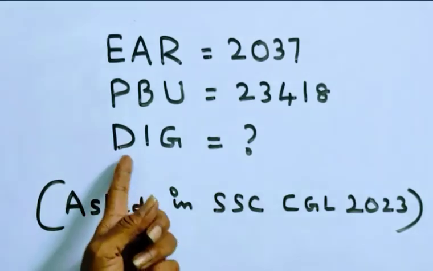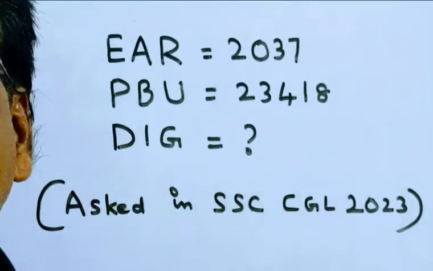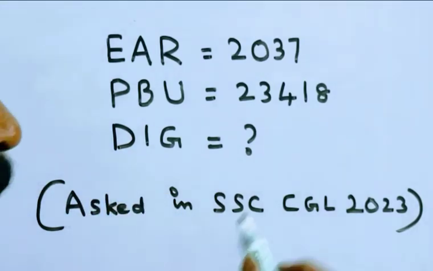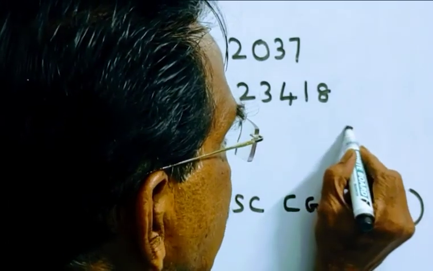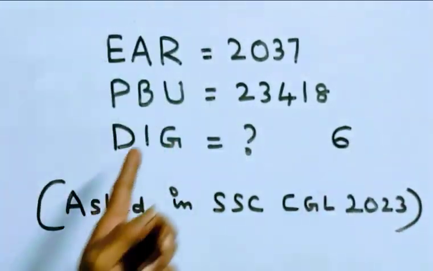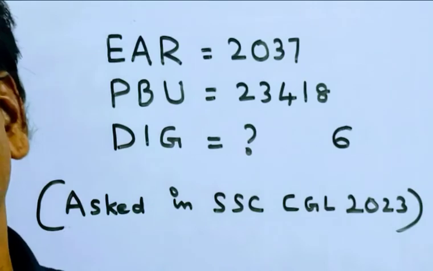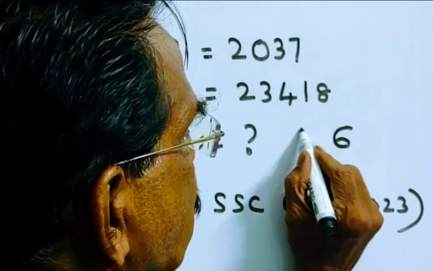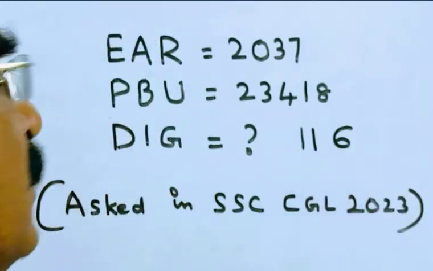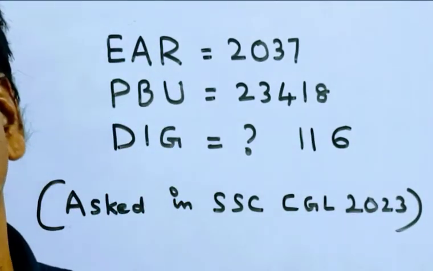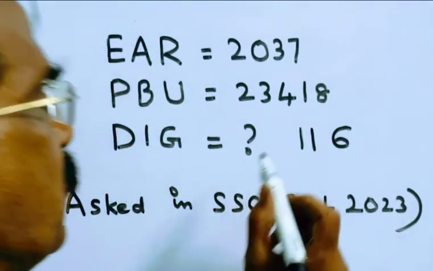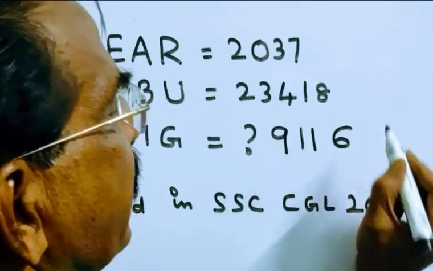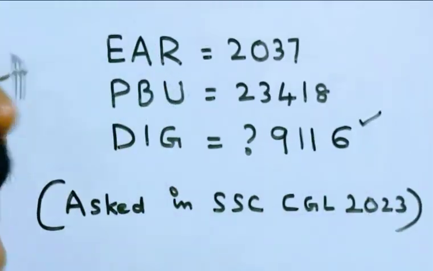So, in the same way, D is the fourth letter, 4 plus 2, 6. I is the ninth letter, 9 plus 2, 11. And G is the seventh letter, 7 plus 2, 9. So, DIG is coded as 6 11 9, friends.